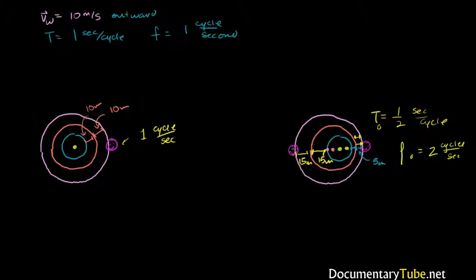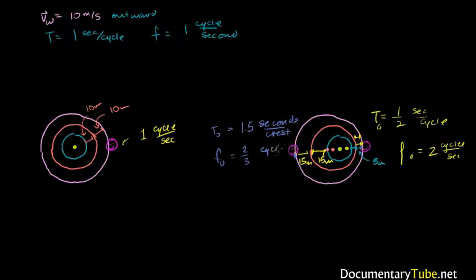Now this guy's going to experience the opposite thing. Let's say that this crest is just passing him by. How long will it take for the next crest to cover that 15 meters? Well, they're going at 10 meters per second. It's going to be 1.5 seconds per crest. That's going to be the observed period for this guy. And if you take the inverse of that, 1.5 is 3/2, so that's 2/3 of a crest, or 2/3 of a cycle per second.